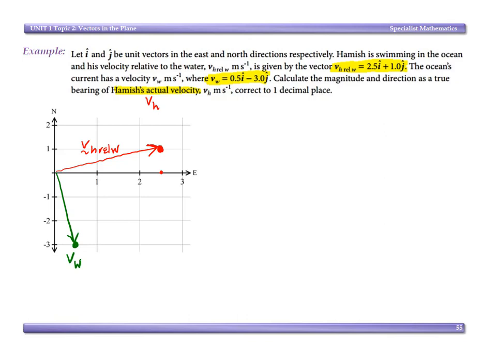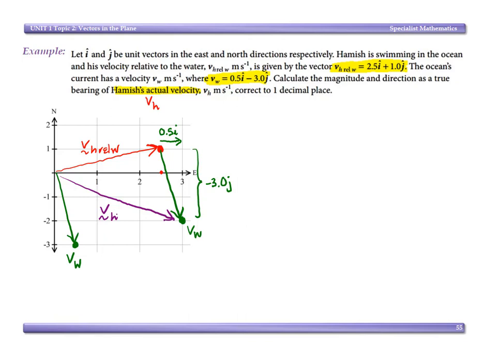So what's going to happen? Well, we need to move the velocity of the water across. So we can add our vectors. So we need to go across 0.5i and down negative 3.0j. So that's the velocity of the water moved across. So our resultant is there. That will be the final velocity of Hamish.